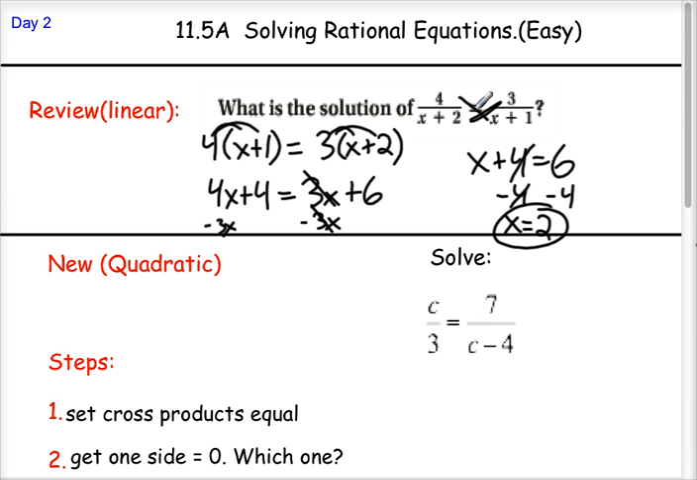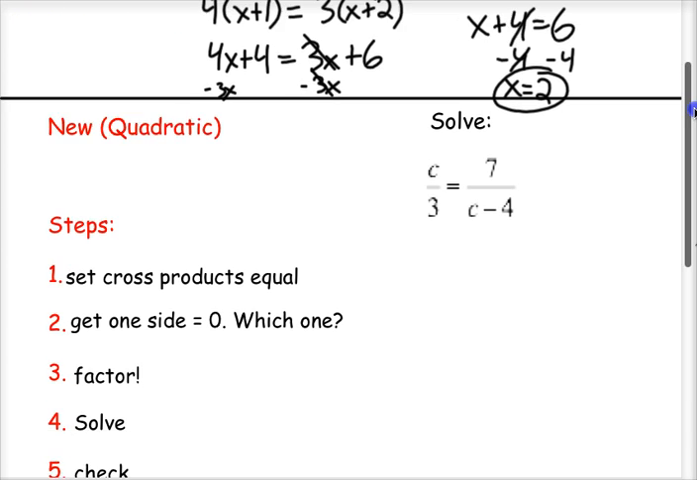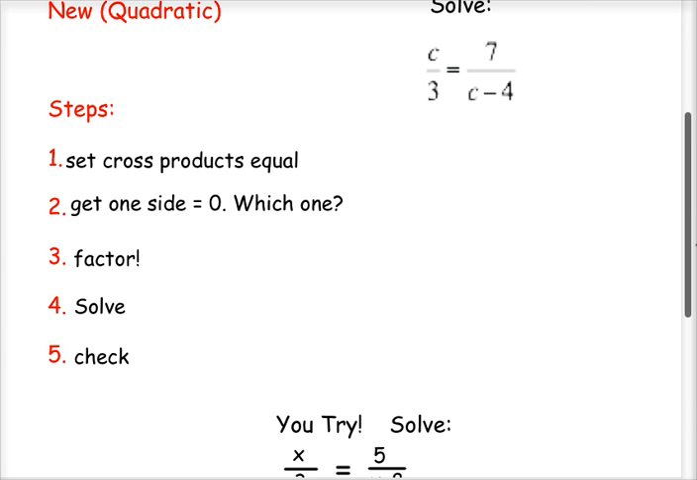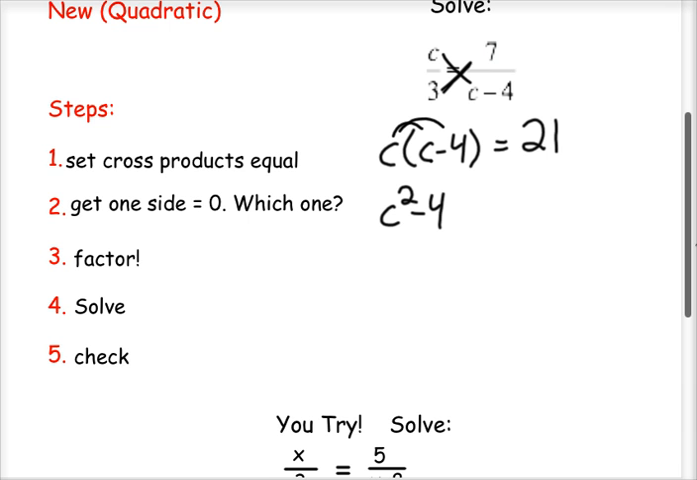Now, today we're going to dive into slightly more difficult problems. What I mean by slightly more difficult is let's see what happens when we set up the cross product. So here I have c times c minus 4. And I'm going to set that equal to 3 times 7, which I'm just going to say is 21. So this time when I distribute, c squared minus 4c equals 21, uh-oh. This time, notice I'm getting a quadratic.